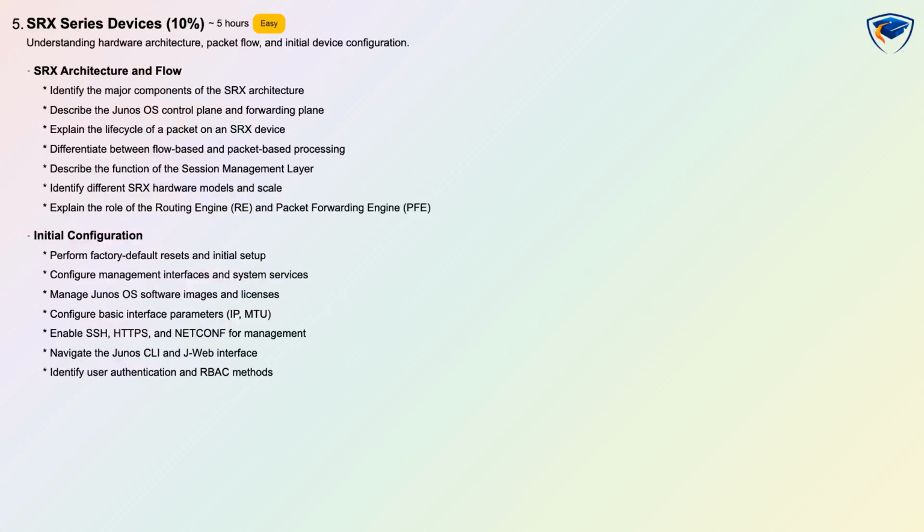SRX series devices are 10% and focus on hardware architecture, packet flow and initial device configuration. This easy domain needs about 5 hours of study and mixes conceptual and scenario questions. You will identify SRX components, understand the control plane and forwarding plane, and trace the packet life cycle including flow-based versus packet-based processing and the session management layer. You will also practice initial setup tasks such as factory resets, management interfaces, software images, enabling SSH and J-Web, and configuring user authentication and RBAC.